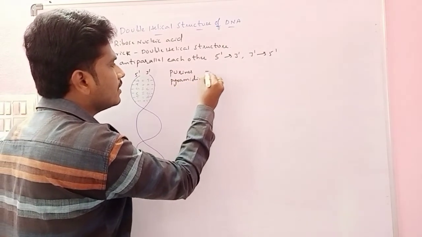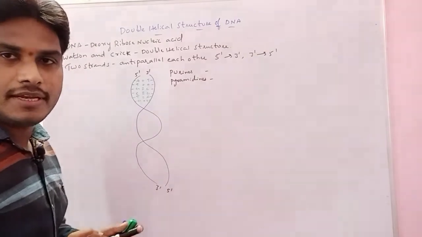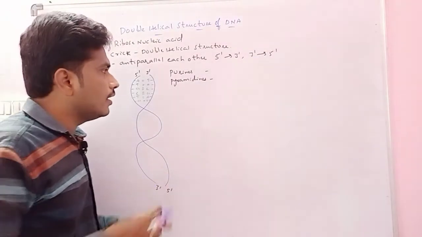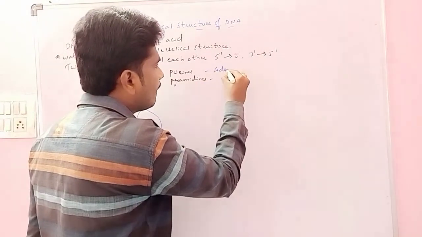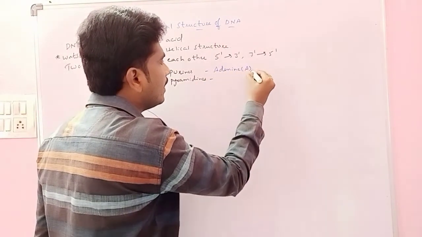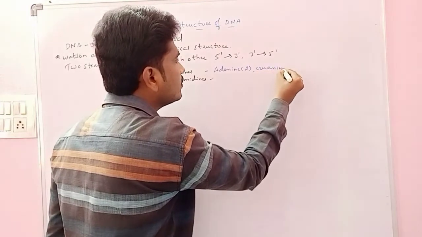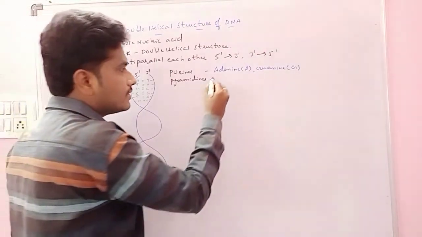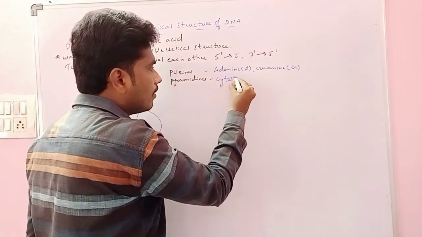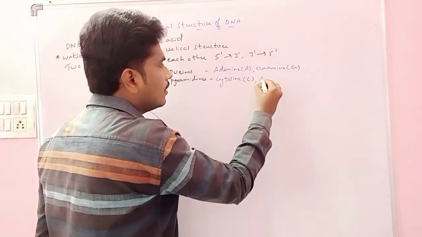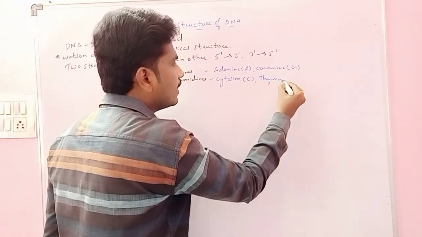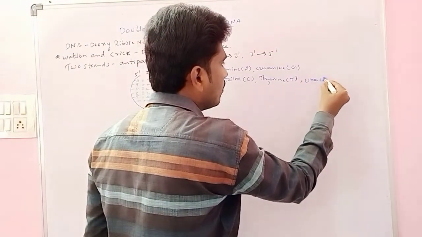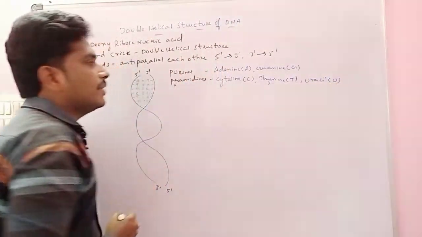Purines are of two types, mainly adenine, indicated by capital A, and guanine, indicated by capital G. Adenine and guanine are both purines. Cytosine is indicated by capital C, thymine by T, and uracil by U. These three are the pyrimidines.